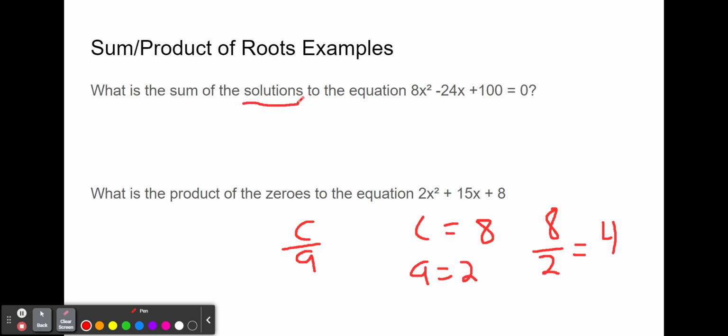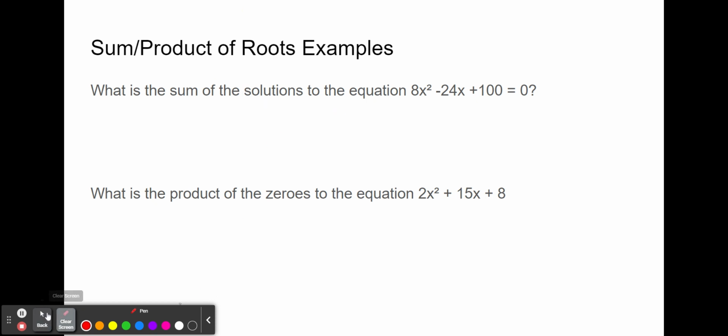You can notice that I've been writing solutions, zeros, roots. All of these are used interchangeably, so you have to make sure you remember solutions, zeros, roots, x-intercepts. All of those can be used pretty interchangeably, but like the mistake I made earlier, x-intercepts can't be imaginary numbers.